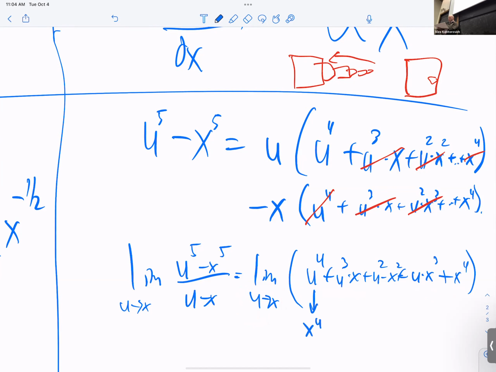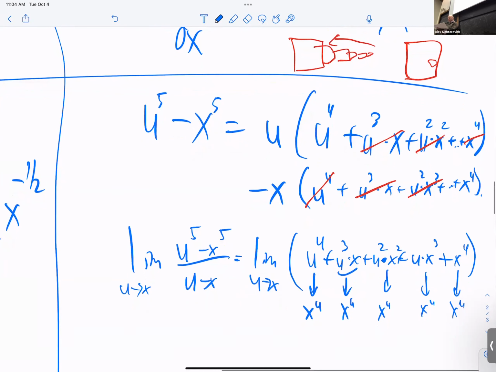This goes to x to the 4th. That's a times. Okay, each of the things become an x to the 4th. And how many of them are there? 5. 5x to the 4th.